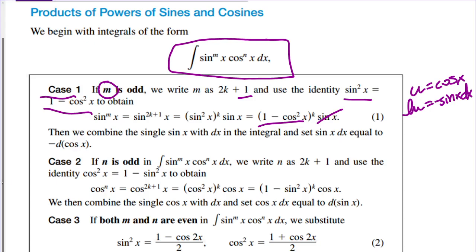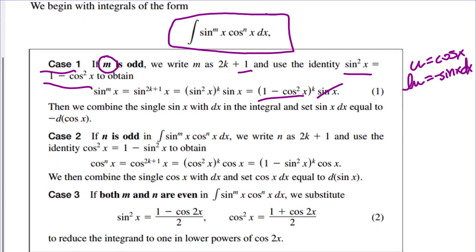We'll do the same thing in case 2. Now if we have an odd number of cosines, we're going to pull out a cosine and use the identity cosine squared equals 1 minus sine squared of x. That leaves us with a sine squared and a cosine, or an even number of sines. Therefore u will be sine of x, and du will be cosine of x dx, which allows us to cancel out the cosine in the integral.